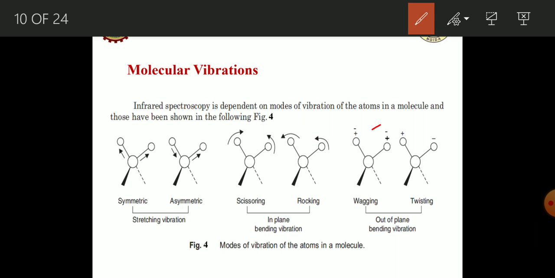In wagging, the two atoms move towards the reader or away from the reader together; this is wagging, an out-of-plane bending vibration. In twisting, one of the atoms moves towards the reader and the other moves away from the reader. This is twisting, an out-of-plane bending vibration. These are the six vibrations, stretching and bending, that take place in a molecule.